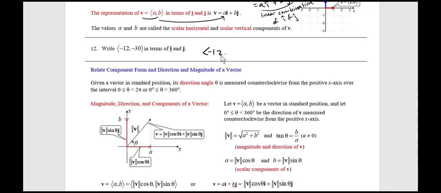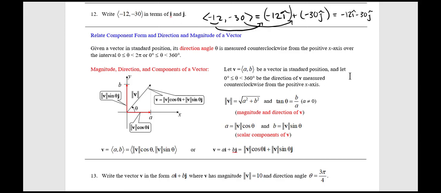If we want to write negative 12, negative 30 in terms of I and j, it's just as easy as multiplying first component on the first basis vector, second component, let's think of it as this guy plus this guy, which we can drop the parentheses. Negative 12i minus 30j. So negative 12i minus 30j is the same as this vector written in brackets. Negative 12, negative 30 in brackets. Exactly the same thing. Identical mathematically.